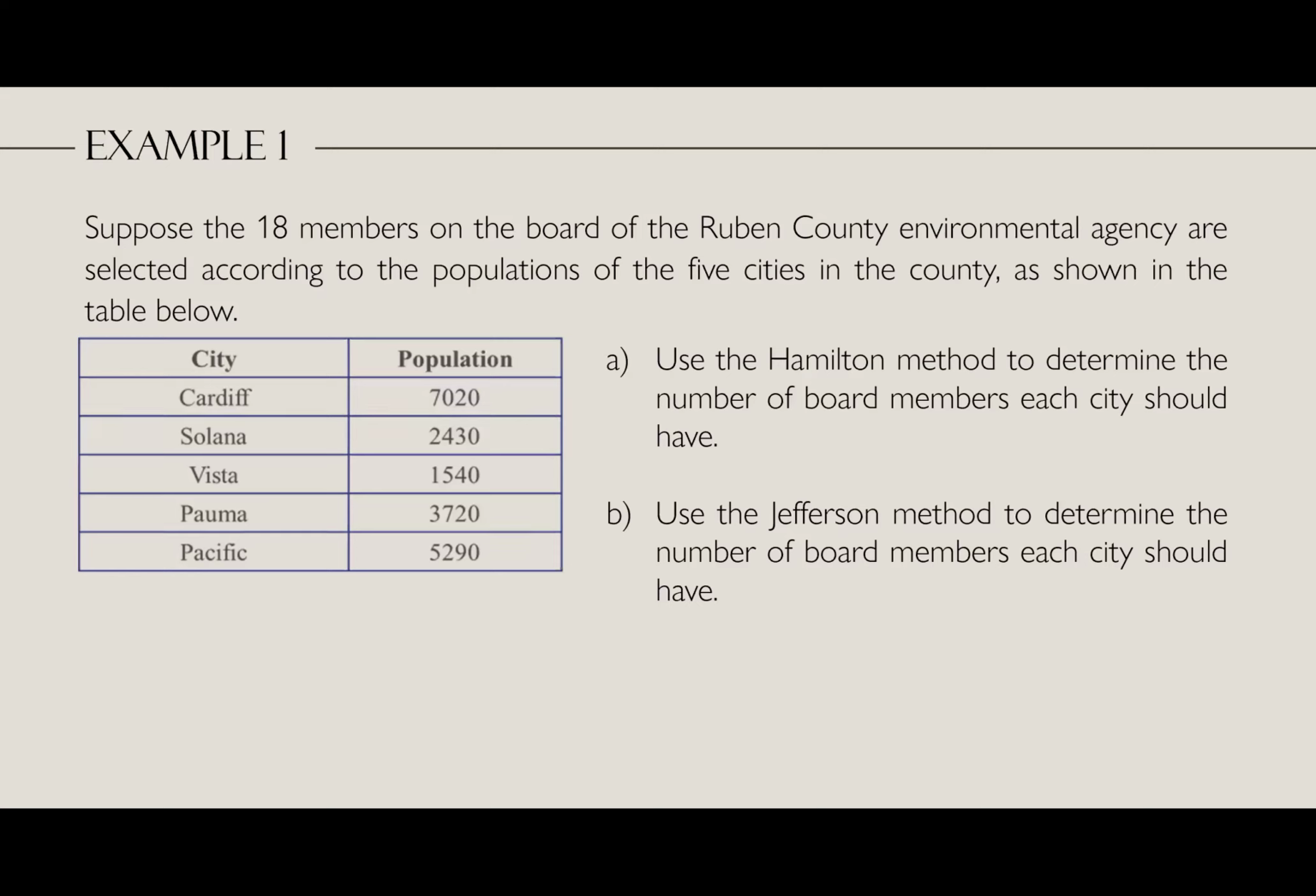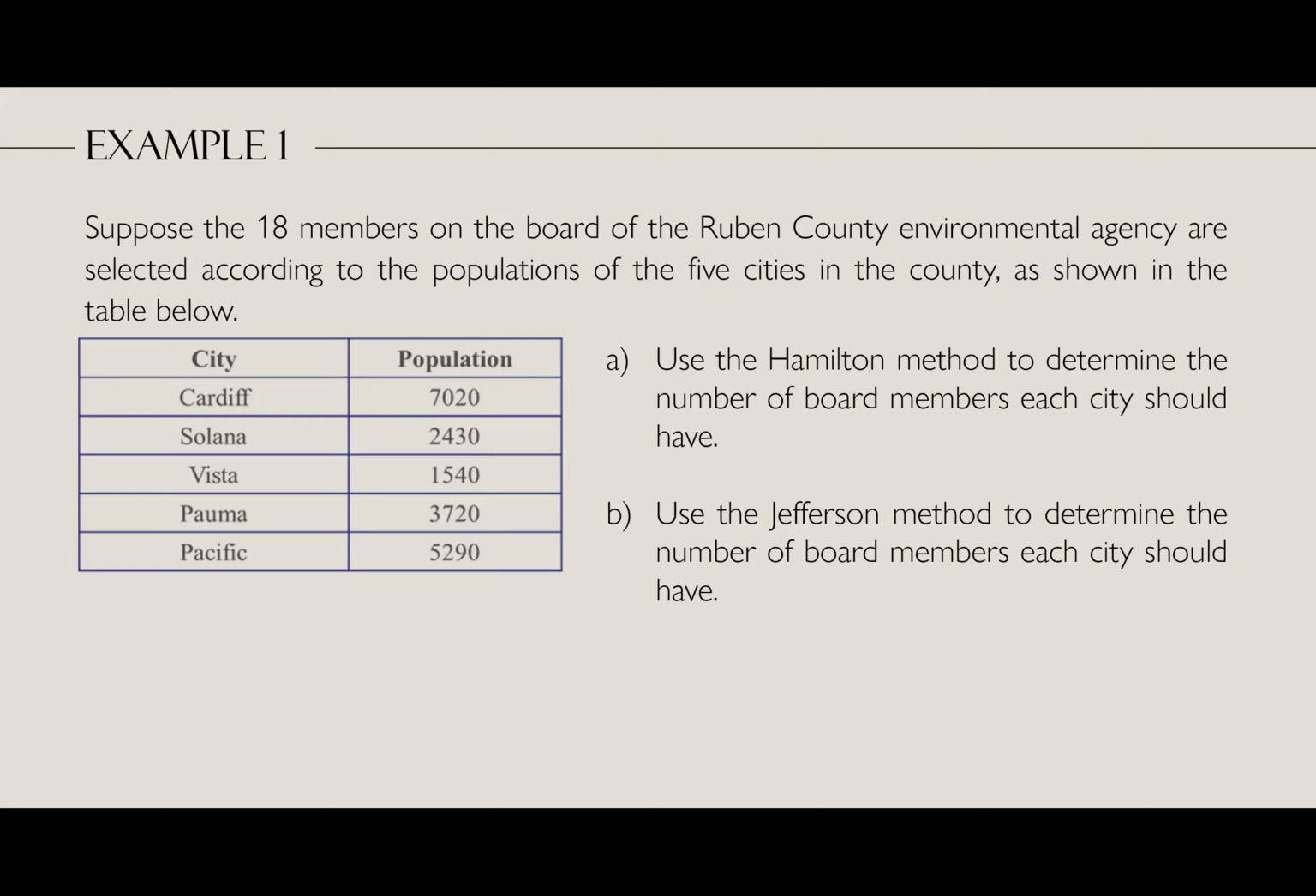So let's say I'm working with Reuben County and their environmental agency. And there are 5 major cities in this county. Let's say that they want 18 members on the board for the environmental agency. And they want to make sure that the cities are represented appropriately. The cities are Cardiff, Salona, Vista, Palma, and Pacific. And those are their respective populations, as we can see here in the table. So in this example, let's say we use the Hamilton method to determine the number of board members each city should have.